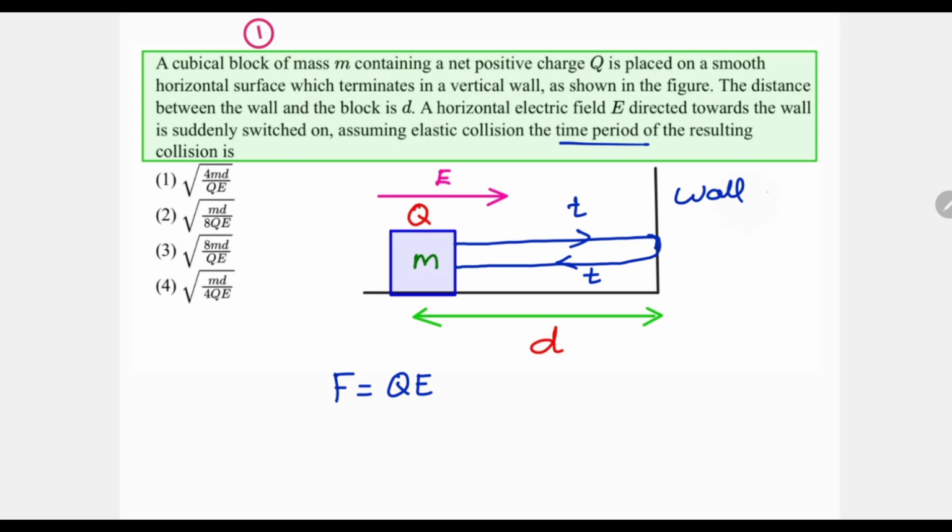So, the required time period in this question can be written as capital T equal to 2 times t. So this we have to find. So we have to find small t first. For that, the force experienced by the block F equal to qE, I have already told you. Now the motion of the block is an accelerated motion, and the motion is also along a straight line. That means acceleration is given by force by mass, which is equal to qE by m.